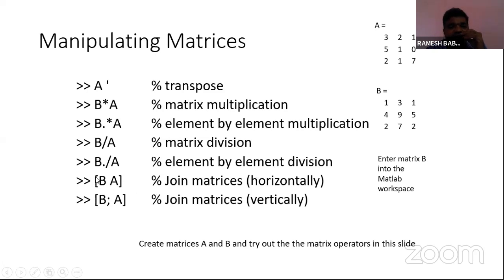And here you can use these square brackets. These are nothing but joining the matrices horizontally. And B semicolon, this joins the matrices vertically. So how these work, we'll see further in the next.